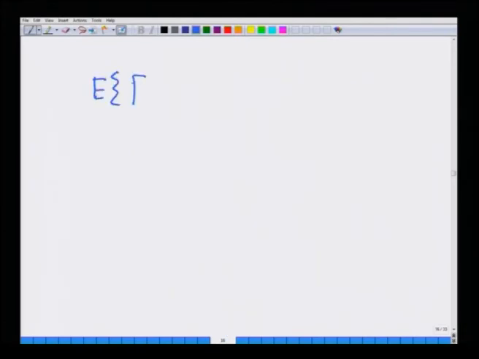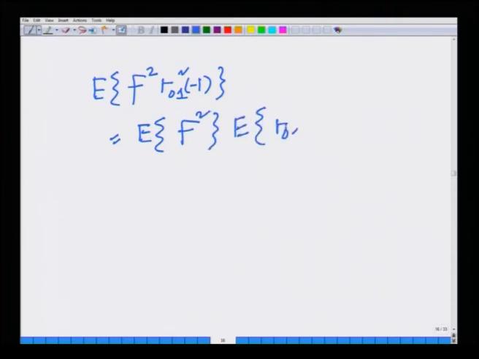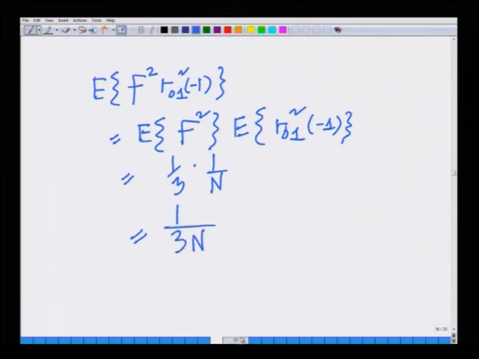Expected f square R01 of minus 1 square: we know that f and R01 are independent random variables, hence I can write this as expected f square into expected R01 square of minus 1. Now, we have previously derived that expected f square is nothing but 1/3, and we know that expected square of the cross correlation is nothing but 1 over N, hence this is 1/3 into 1 over N, hence this is 1 over 3N.